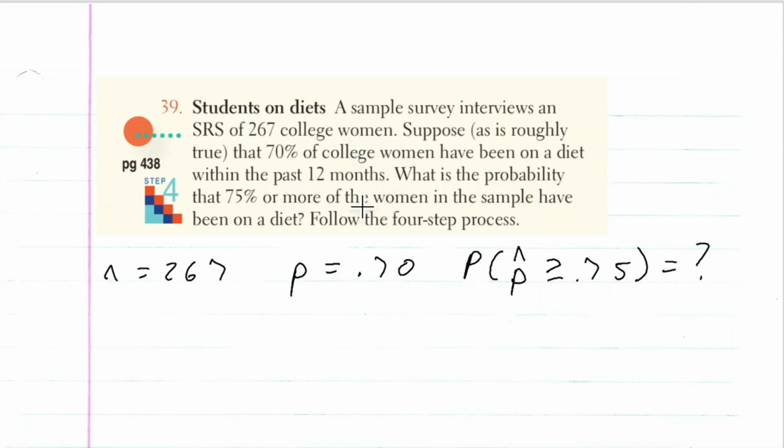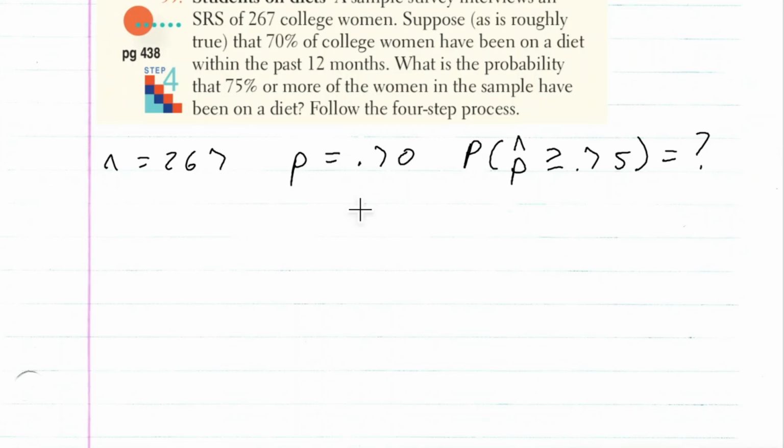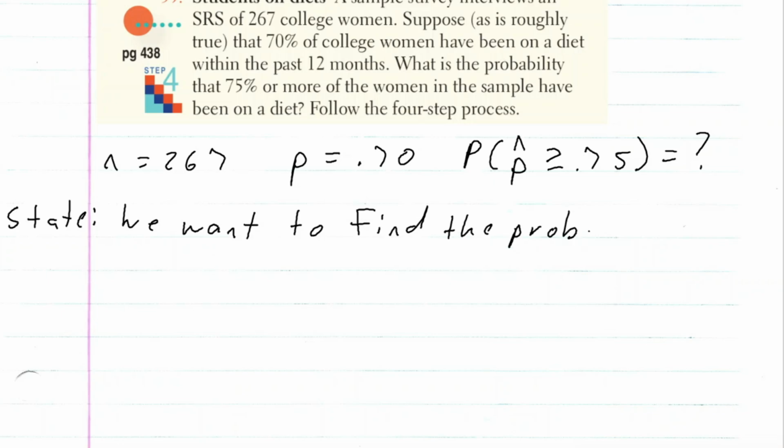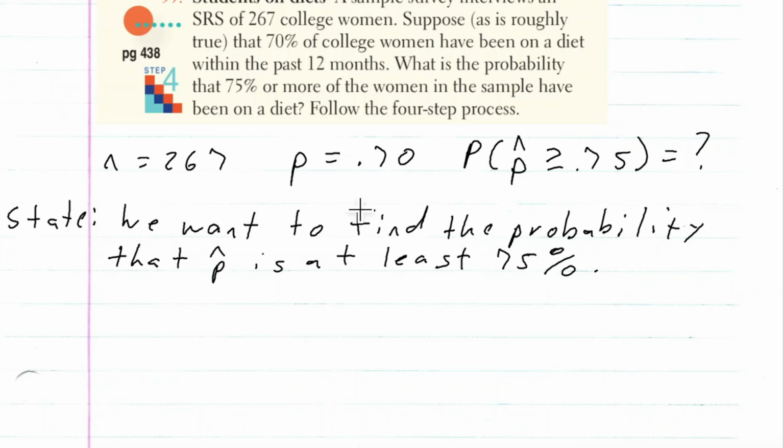So let's go ahead and do our state because we want to follow that four-step process. Okay, so we want to find the probability that the sample proportion is at least 75%. So that's what we want.